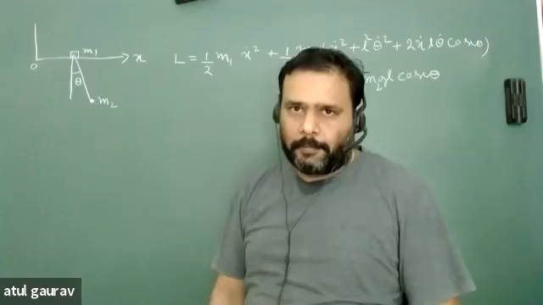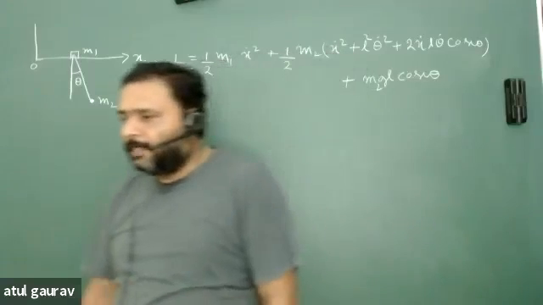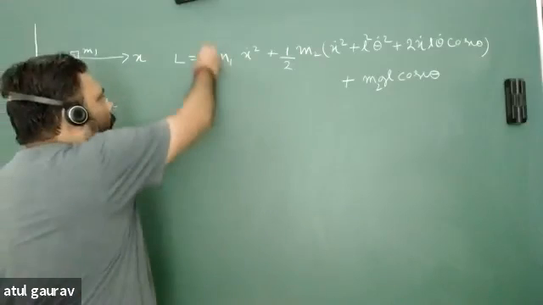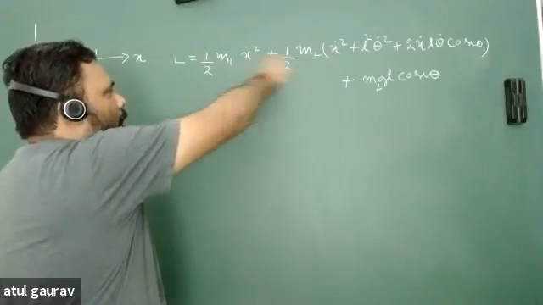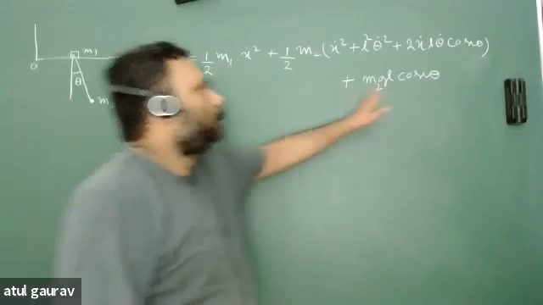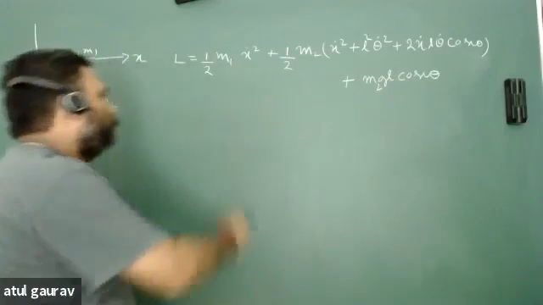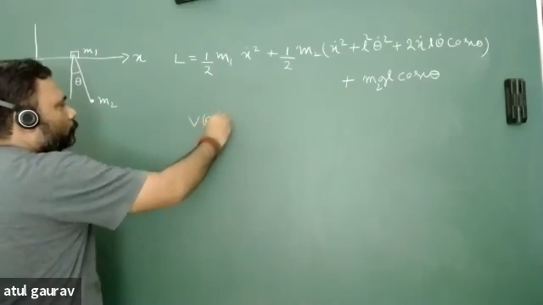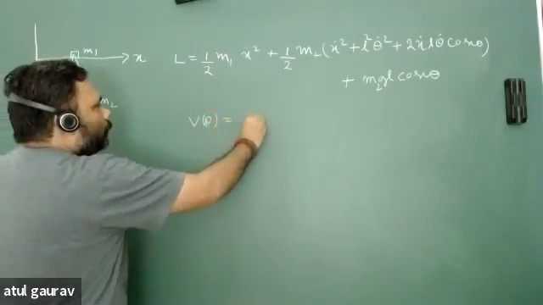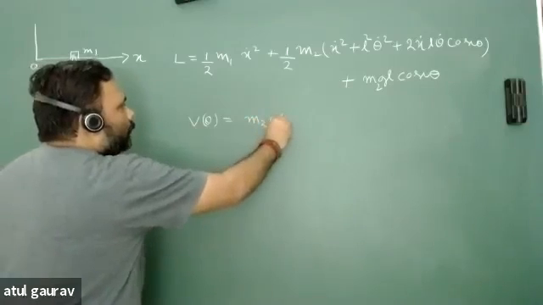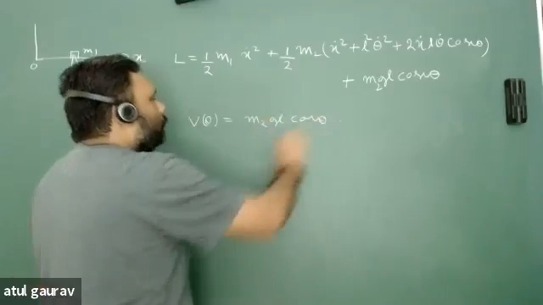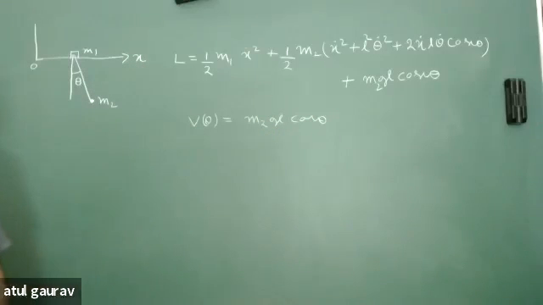How can we go for it? Look here, it's very interesting. This is my kinetic energy part, and the second one is the potential energy part. So let's go for the potential energy first. V theta is actually m2 gl cos theta. So this is my potential energy.